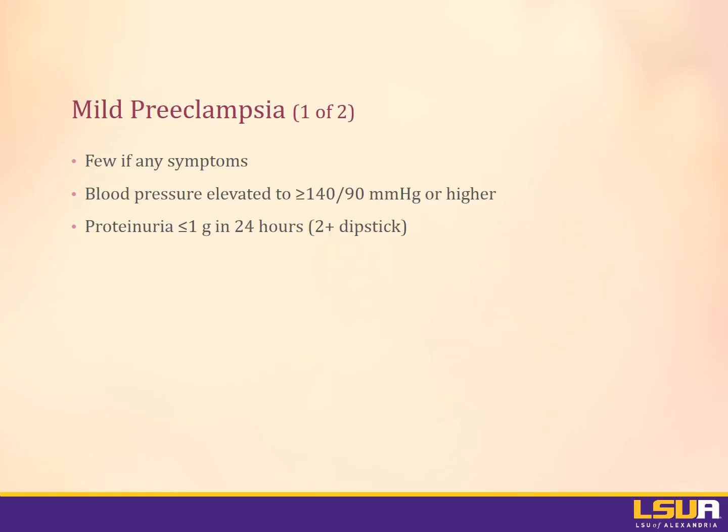Mild preeclampsia has very few symptoms. Her blood pressure is usually elevated to at least 140 over 90 or higher. She is spilling protein in the urine, usually less than 1 gram over 24 hours, or if you're using a dipstick, it's going to show 2 plus.